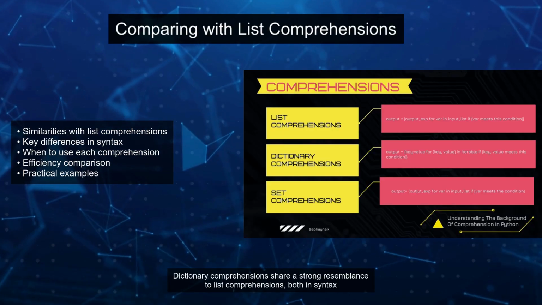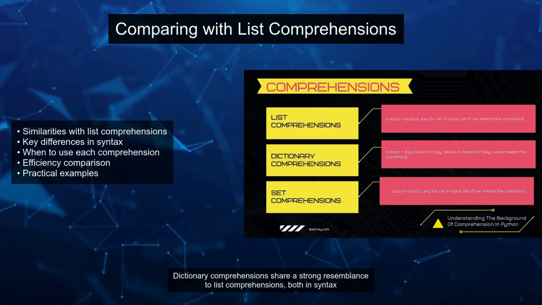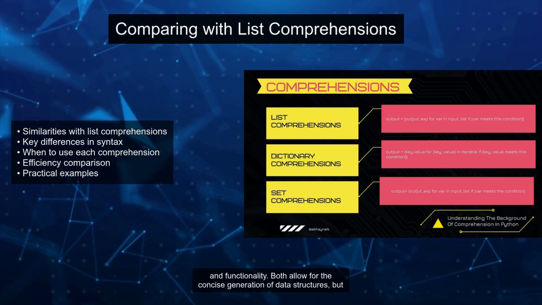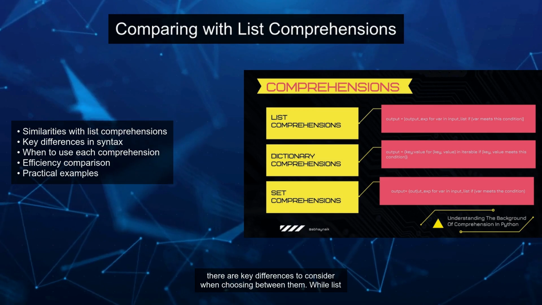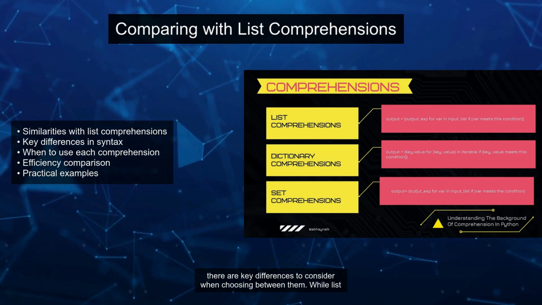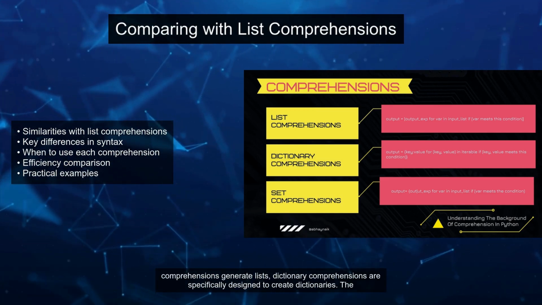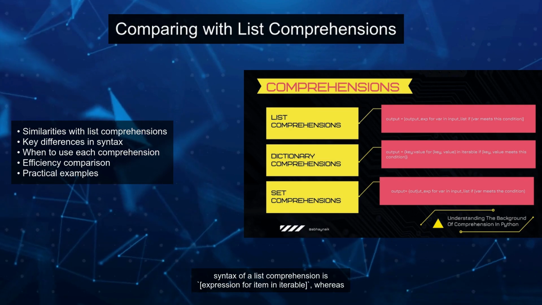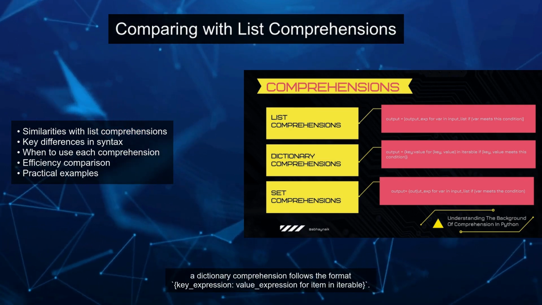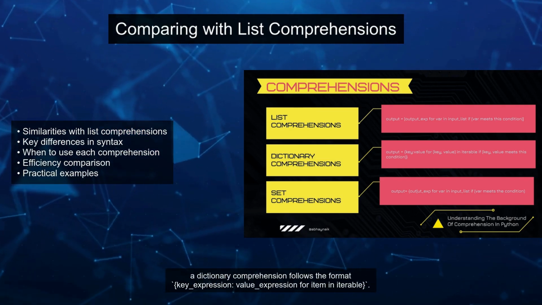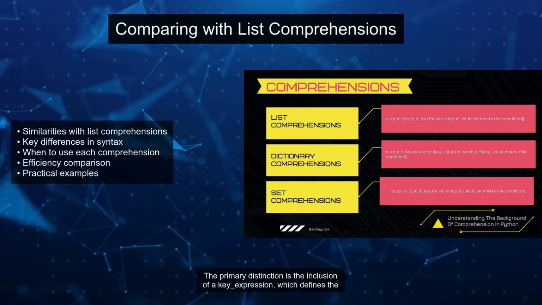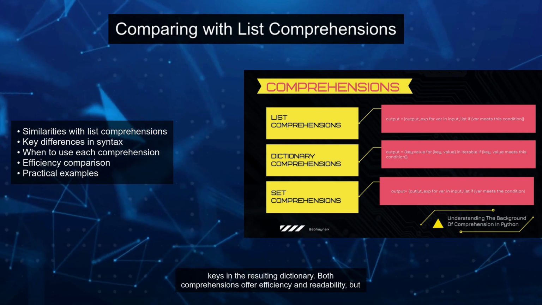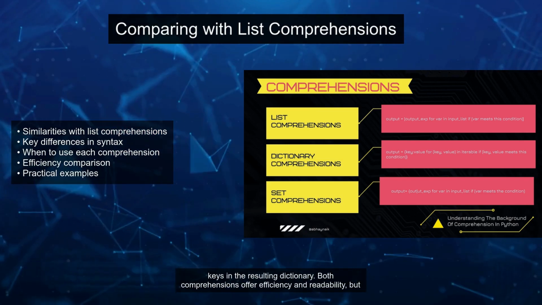within the loop. Dictionary comprehensions share a strong resemblance to list comprehensions, both in syntax and functionality. Both allow for the concise generation of data structures, but there are key differences to consider when choosing between them. While list comprehensions generate lists, dictionary comprehensions are specifically designed to create dictionaries. The syntax of a list comprehension is expression for item in iterable, whereas a dictionary comprehension follows the format key_expression: value_expression for item in iterable. The primary distinction is the inclusion of a key_expression, which defines the keys in the resulting dictionary.